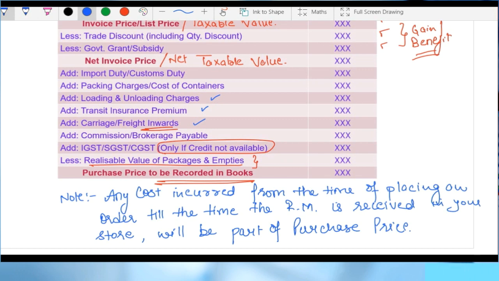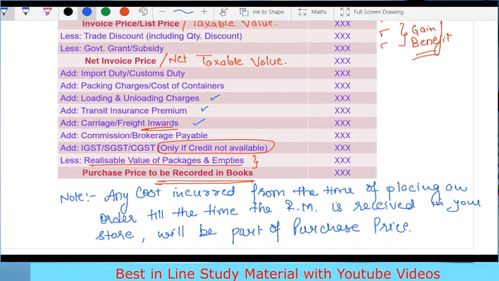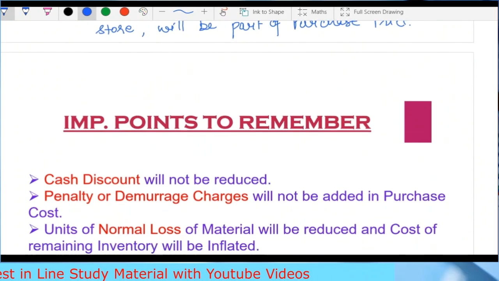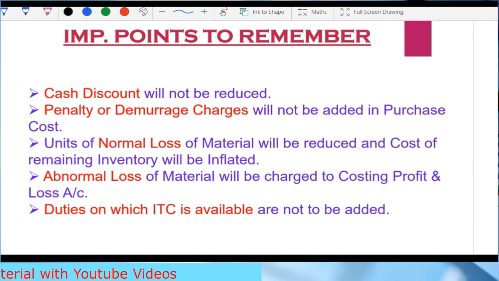But sir, there can be some cost which will not form the part of the purchase price. Sir, which cost? Let's see the important points to remember in this regard. Cash discount will not be reduced, right? Sir, penalty or demurrage charges will not be added in the purchase cost.